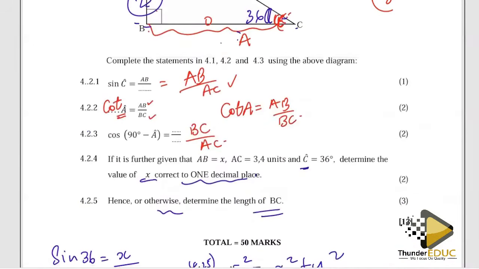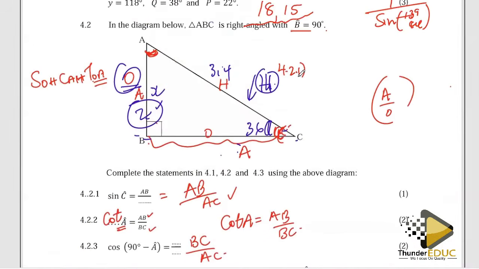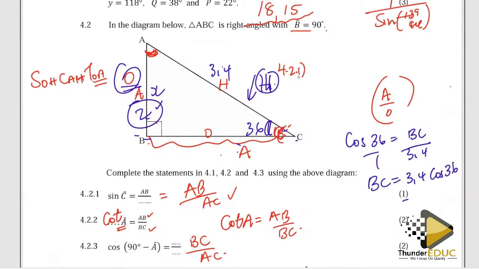Alternatively, we said we can also use what? The cos, and say that the cos of 36 is equal to BC over the 3,4. Then cross multiply, so that your BC is 3,4, the cos of 36. Let's see if we still get the same answer. That gives us 2,75, exactly 2,75 units. Okay, so that is how we would have gone about this paper.